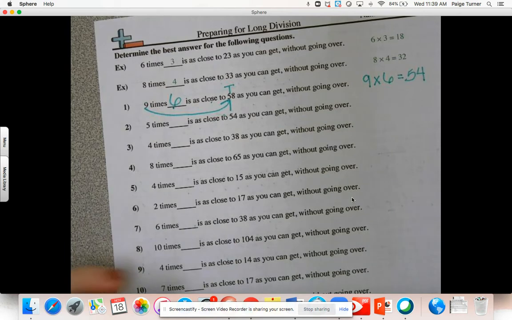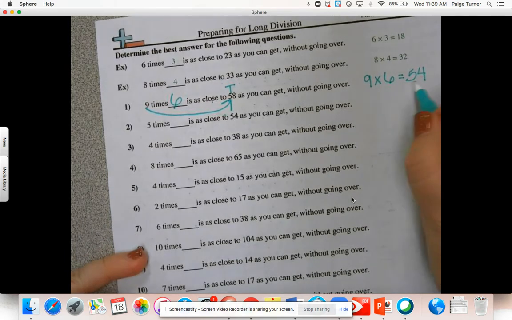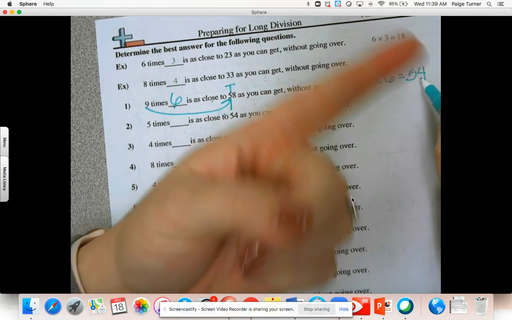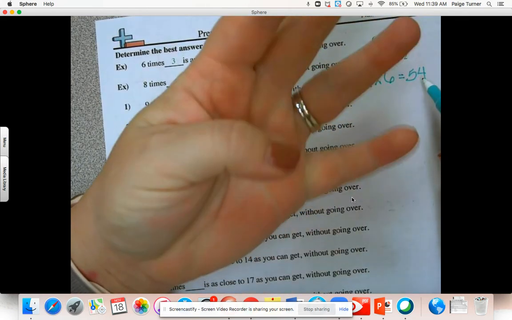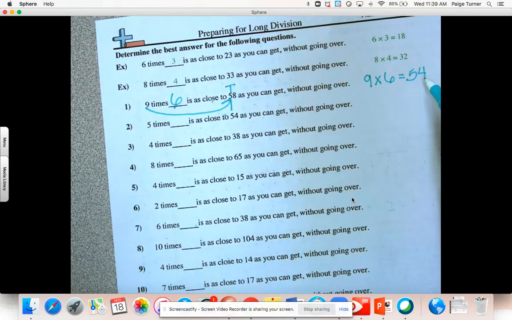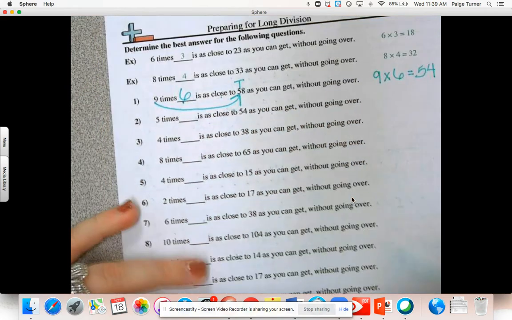And then how many numbers are there between 54 and 58? So 54, 55, 56, 57, 58. If we were doing a division problem, we would have a remainder of 4 here. Okay, all right, so let's do number 2.